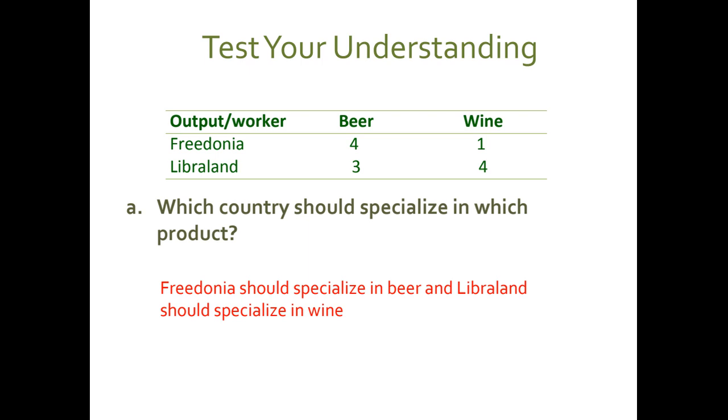I can see that in Fredonia, the workers are more productive in the production of beer compared to wine. And in Liberland, the workers are more productive in wine compared to beer. Remember, these are productivities per worker, for one worker.